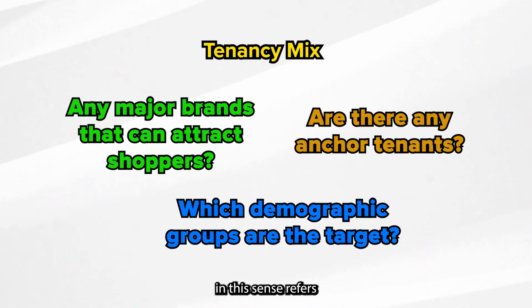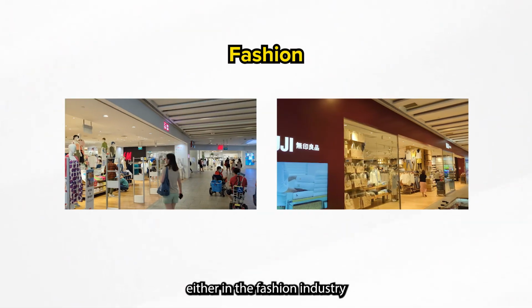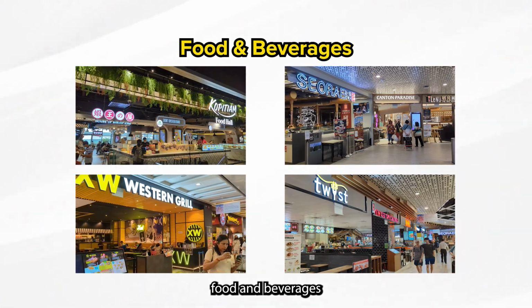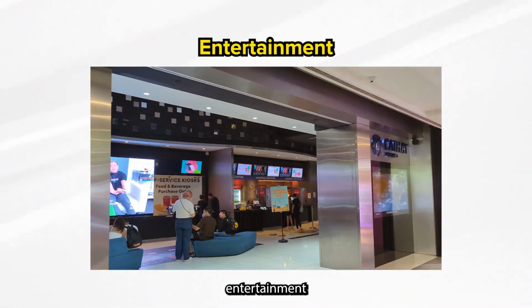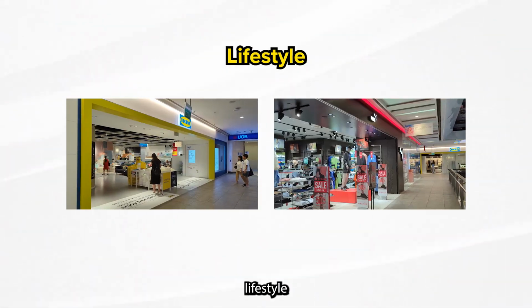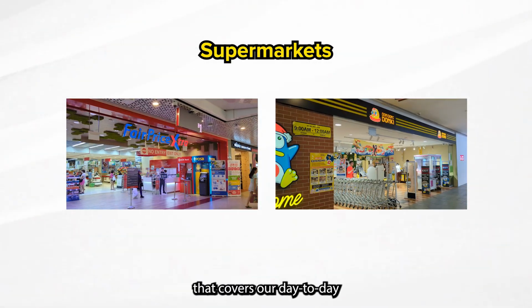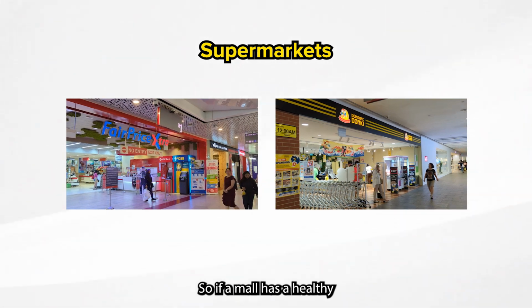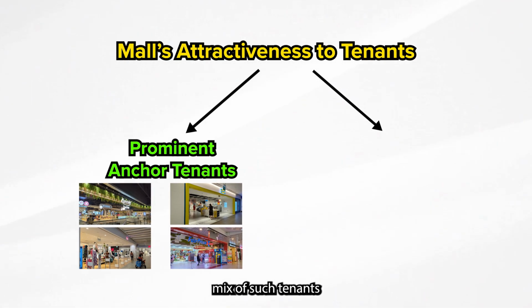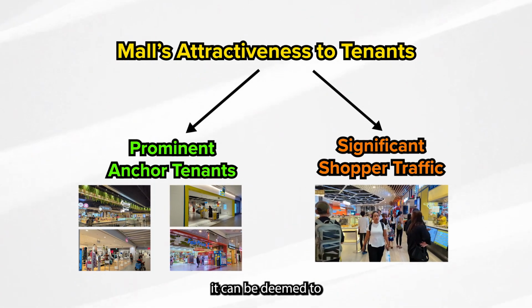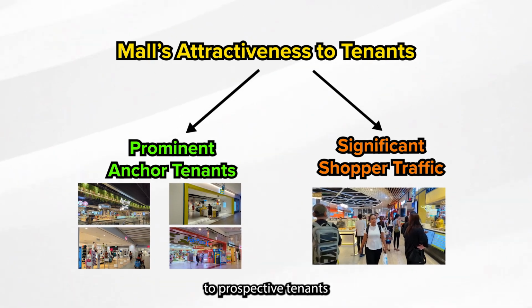So anchor tenants in this sense refers to big brands, either in the fashion industry, food and beverages, entertainment, lifestyle, electronics, and also brands that cover our day-to-day grocery shopping. So if a mall has a healthy mix of such tenants, and also healthy levels of shopper traffic, it can be deemed to be attractive to prospective tenants.